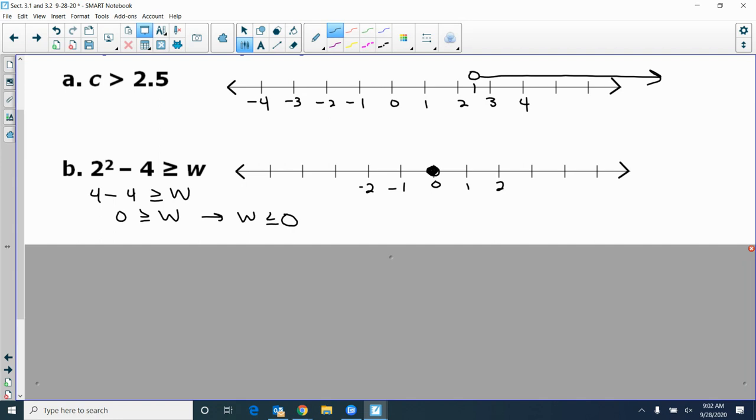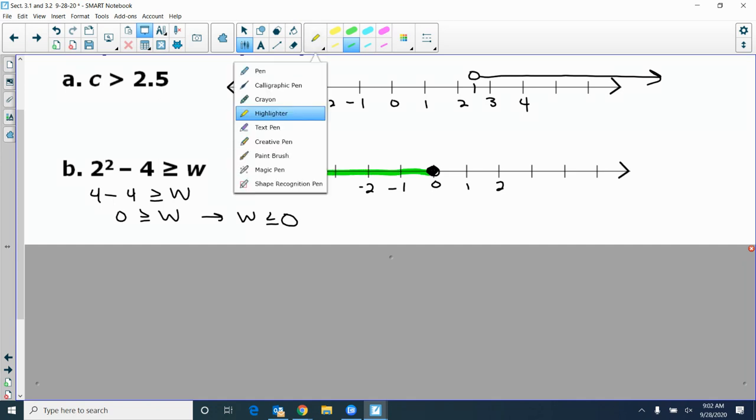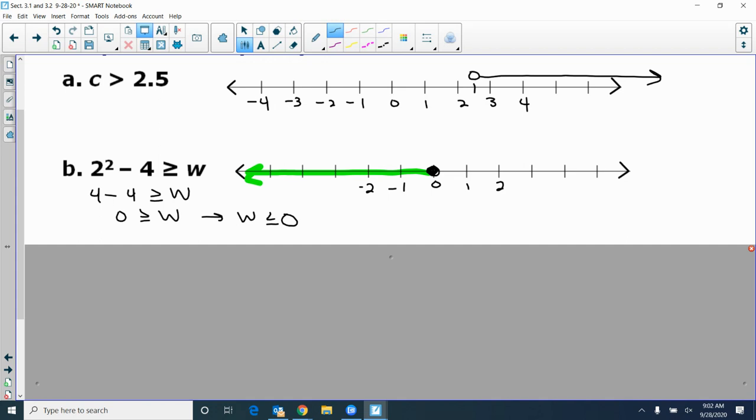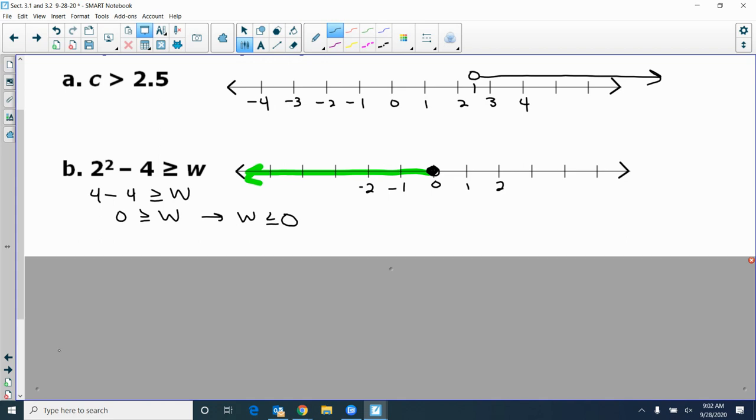And then I'm shading, which way should I shade? Christian, to the left. Why to the left? Because you flipped it. Yes, and here's the thing. A lot of people will take this and shade it to the right incorrectly because it points that way. That's why we always rewrite it. So W is less than or equal to 0. I want all the numbers that are smaller than 0, which would be negatives. So I do shade to the left. Just be careful there.